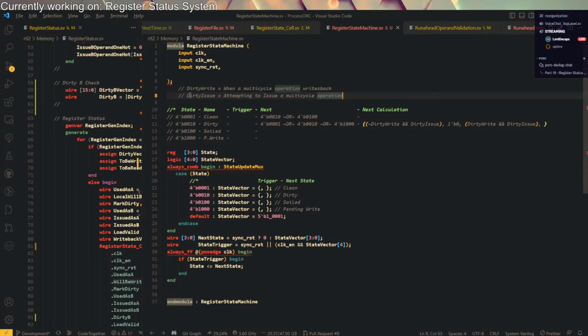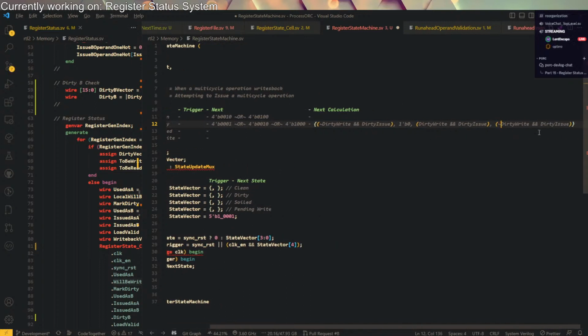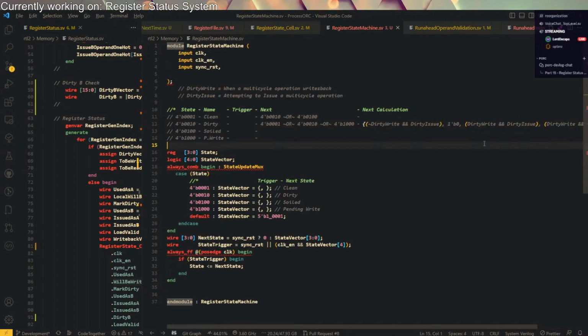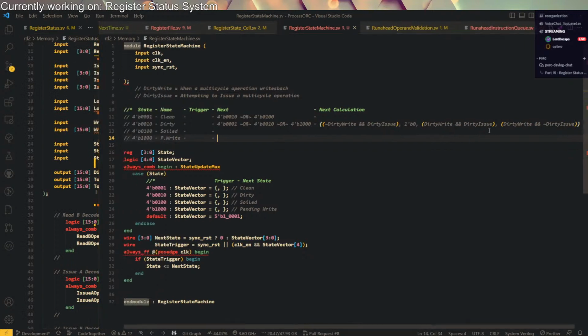So if you have a dirty issue and a dirty write in the same cycle, that means you need to stay dirty. But if you have a dirty write, when would you go to clean? You go to clean if you're writing dirty and you don't have a dirty issue. Okay, there you go. And if both of these aren't true, then you don't care. Cool. And soiled can go.